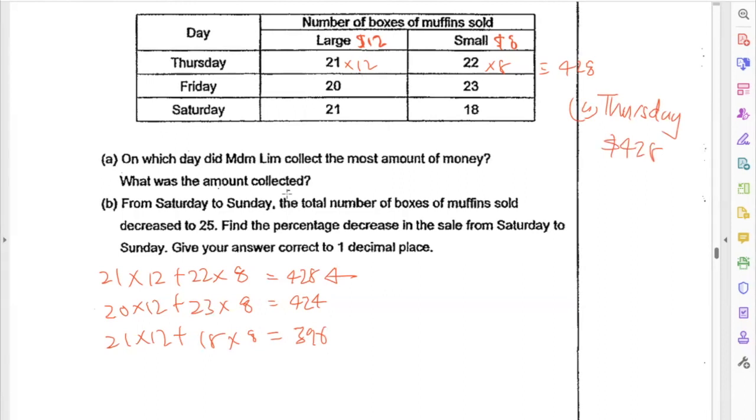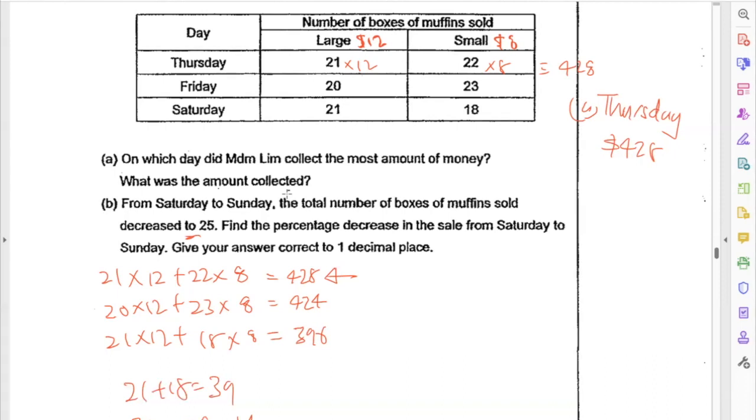Now, the second part is on Sunday, the total number of boxes of muffins decreased to 25. So from how much did it decrease to 25? On Saturday, the total boxes is 21 plus 18, so Saturday there's a total of 39. Take note, it reduced to 25. So if you minus, you get 14. This is the reduction. They didn't reduce 25, they reduced to 25.